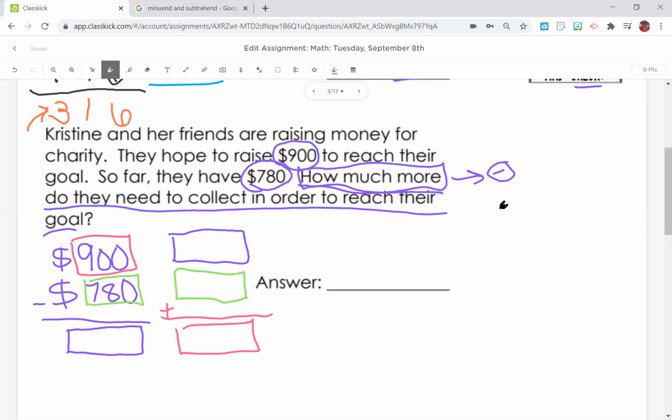This is called solving and checking. Once you solve and check your answer, this is our final answer. I would like you to write it in the box with what it means. So make sure you write the dollar signs.